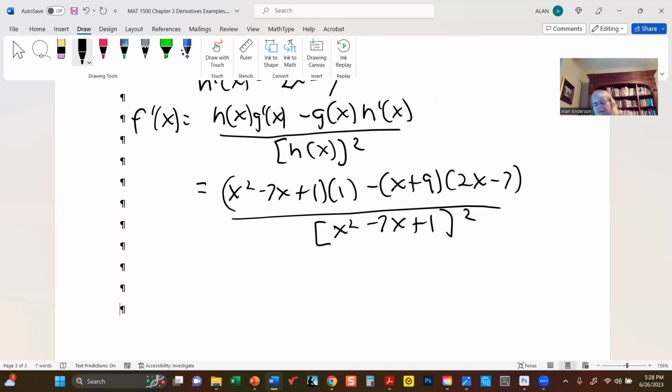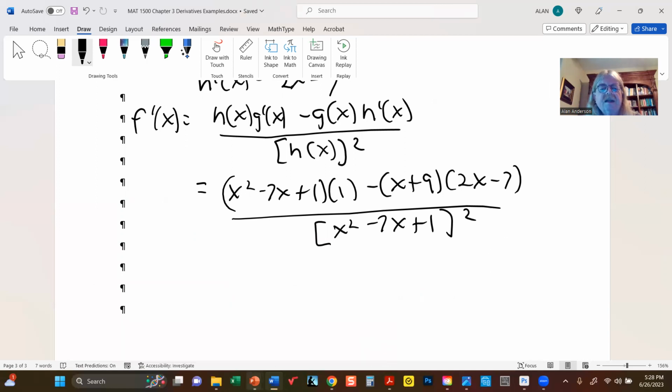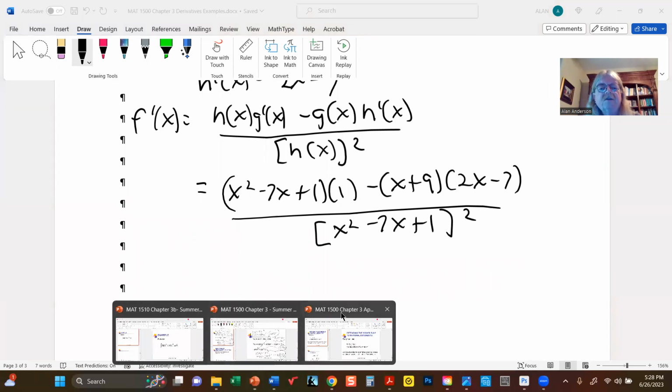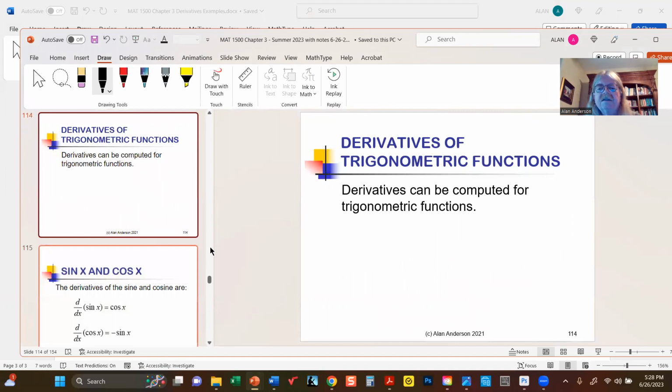All right, so now we can go back to the notes and pick it up where we left off, which is the trig integrals. Now you can take the derivative of a trig function, and that's what we're about to look at. Okay, so all the trig functions are back. We'll see them a lot in calculus. And so, yes, they have derivatives defined for them too.